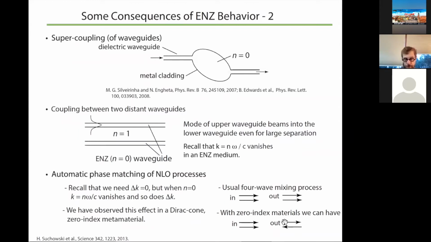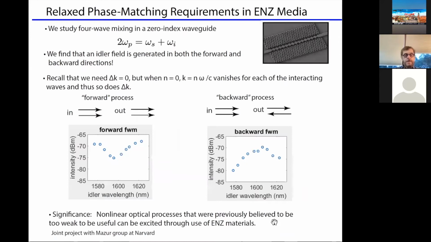So in a trivial sense, this process occurs and is phase matched. So here's some of our work on this. We call this relaxed phase matching requirements in ENZ media. And we are studying four-wave mixing, just a generalization of what I just showed you: two pump photons breaking up into a signal and an idler photon.